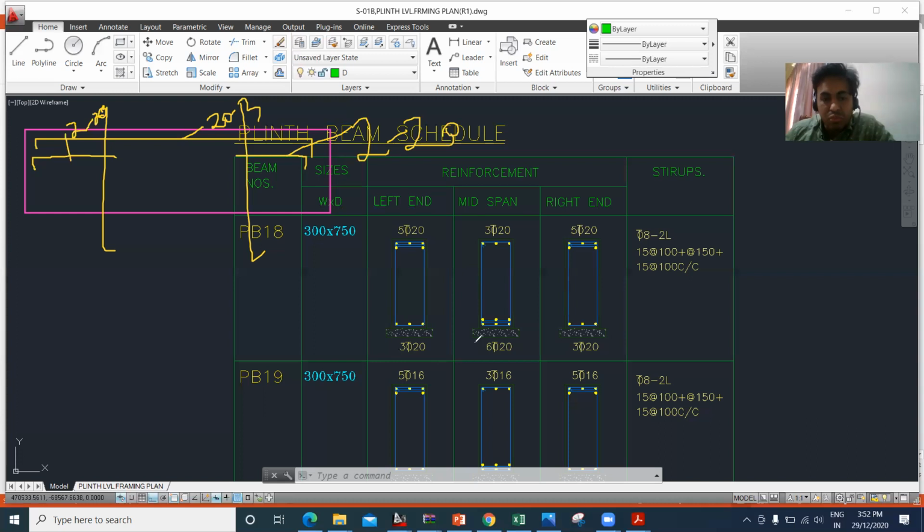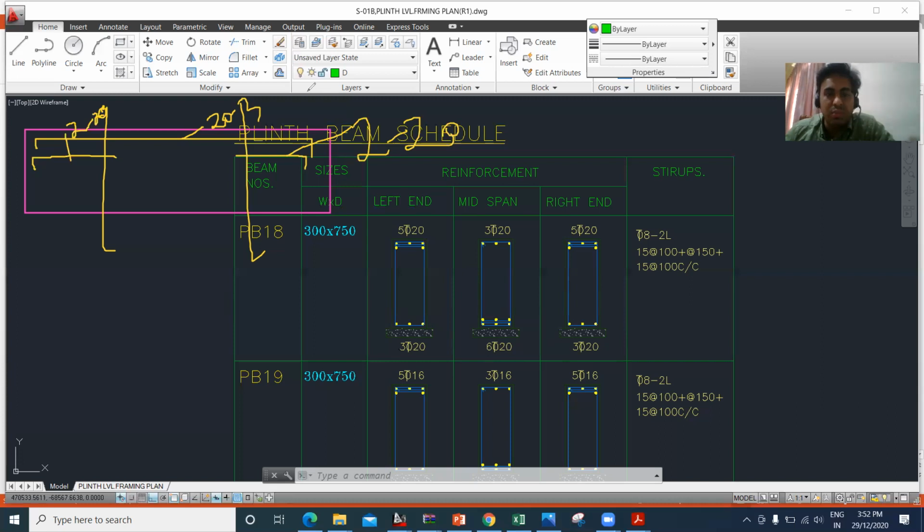Now coming to the bottom portion, you have to provide 20 diameter 3 bar on the left. On the right, you have to provide 20 diameter 3 bar. And in the middle, you have to provide 20 diameter 6 number of bar. But whereas in the bottom, you can see in the first layer in the bottom, 1, 2, 3, 1, 2, 3, and 1, 2, 3.